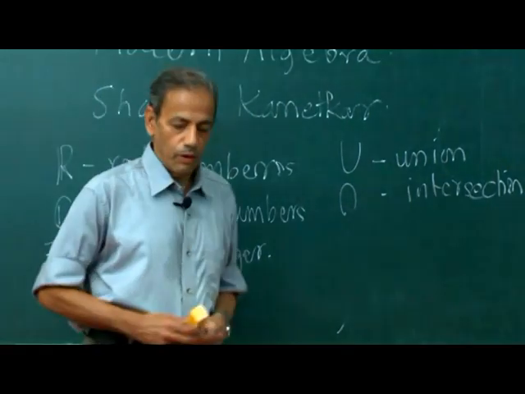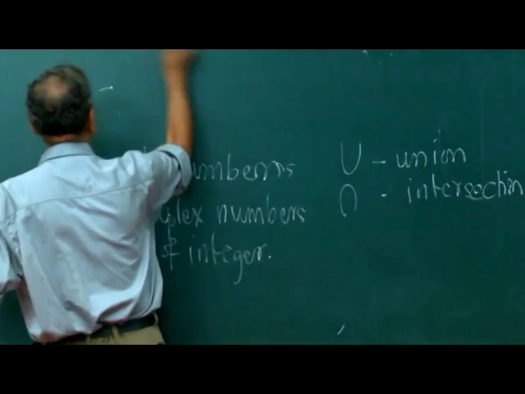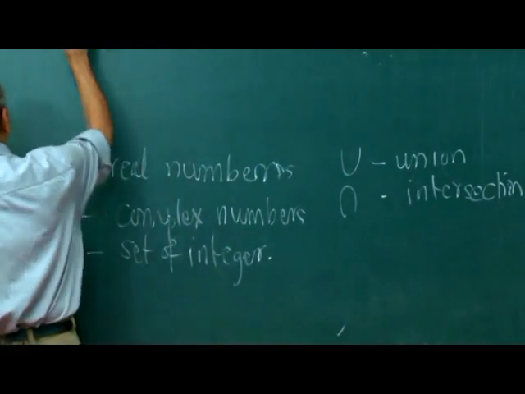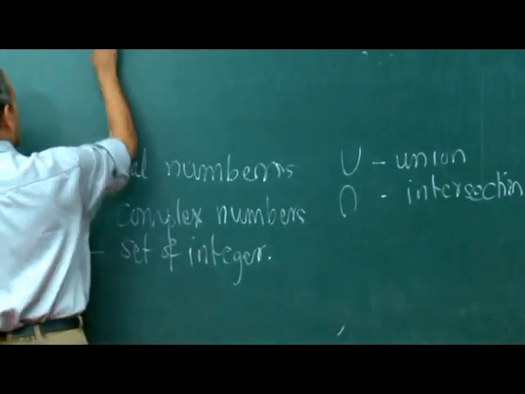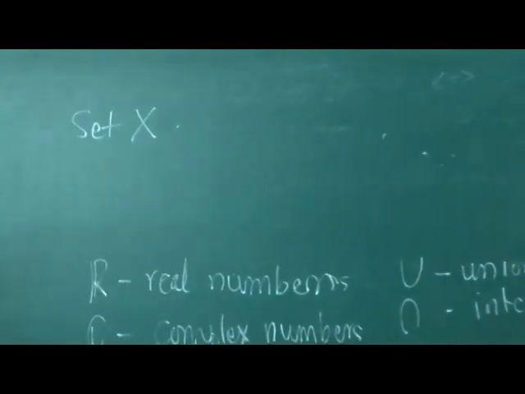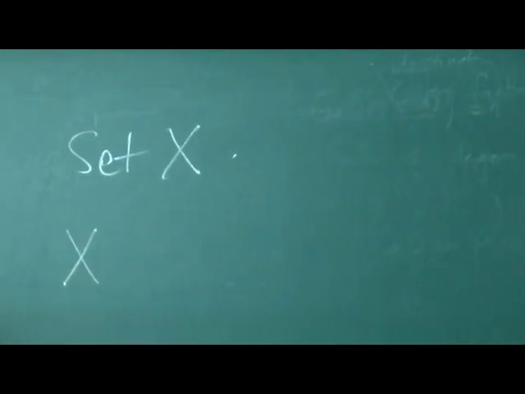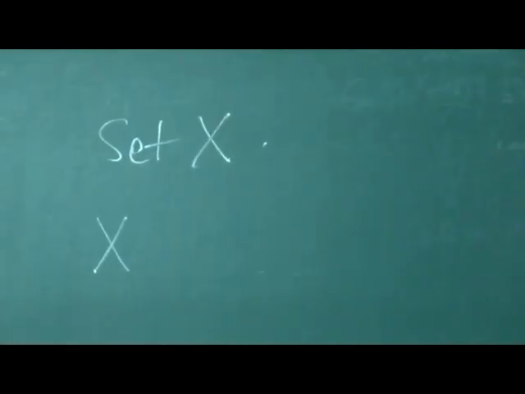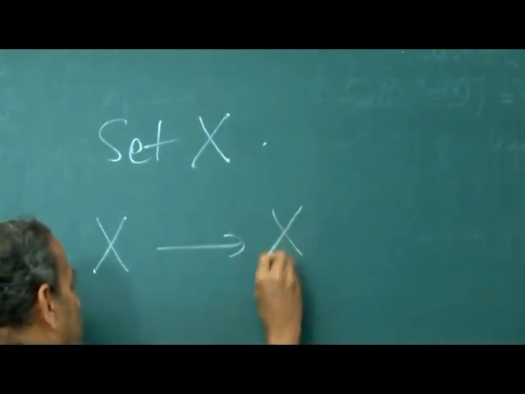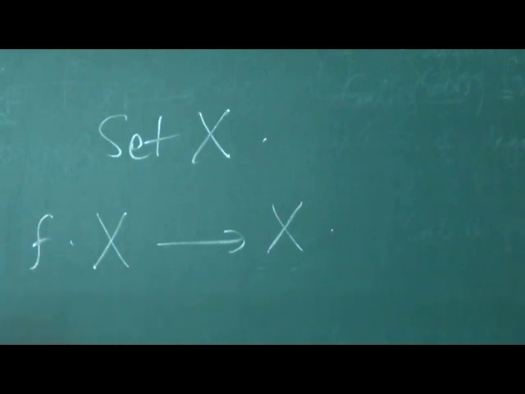So let me start with the set. Suppose you are given a set X. What can we do with this set? First thing is we can define a map, because we have only one set. Out of this, we can define only a map from X to X. So consider the set of functions from X to X.